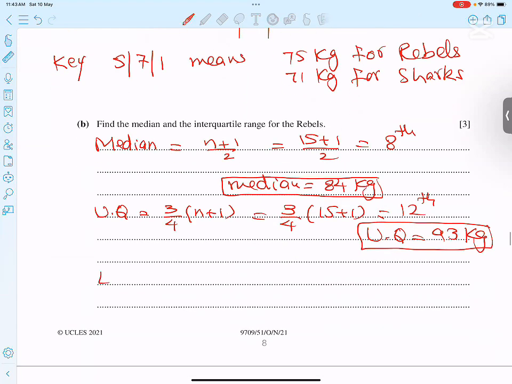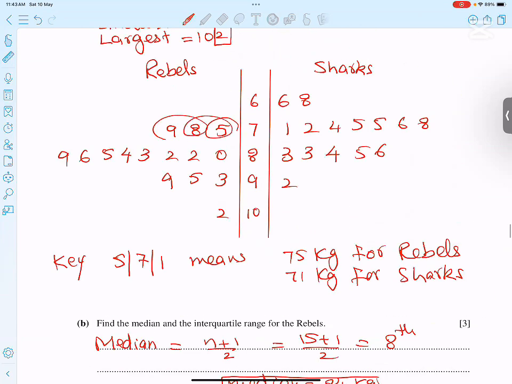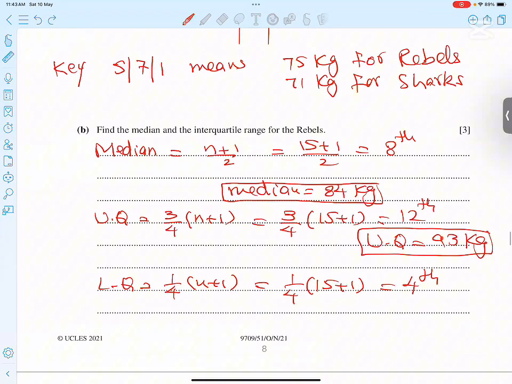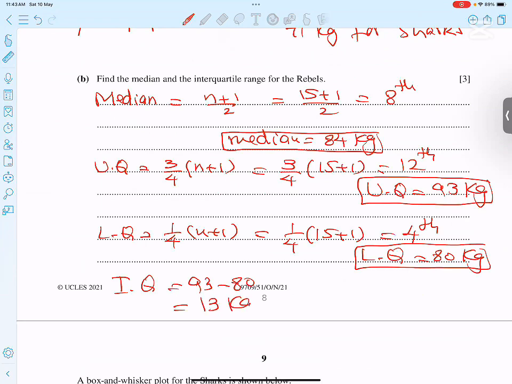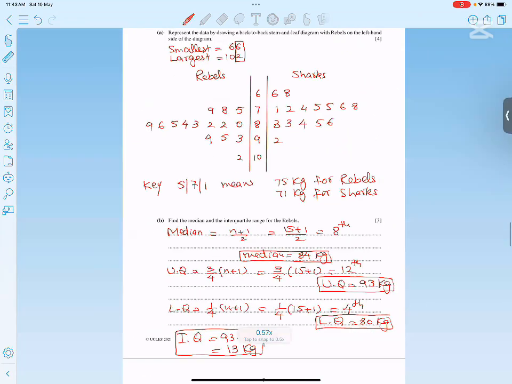Let's talk about the lower quartile: 1/4 of (n plus 1). So 1/4 of 16, I get the 4th place. Counting 1, 2, 3, and 4, it is 80. So the lower quartile is 80. This is not our final answer. The interquartile range is the upper quartile minus the lower quartile: 93 minus 80 is 13. So the interquartile range is 13 kilograms. I hope the concept of this part is clear.